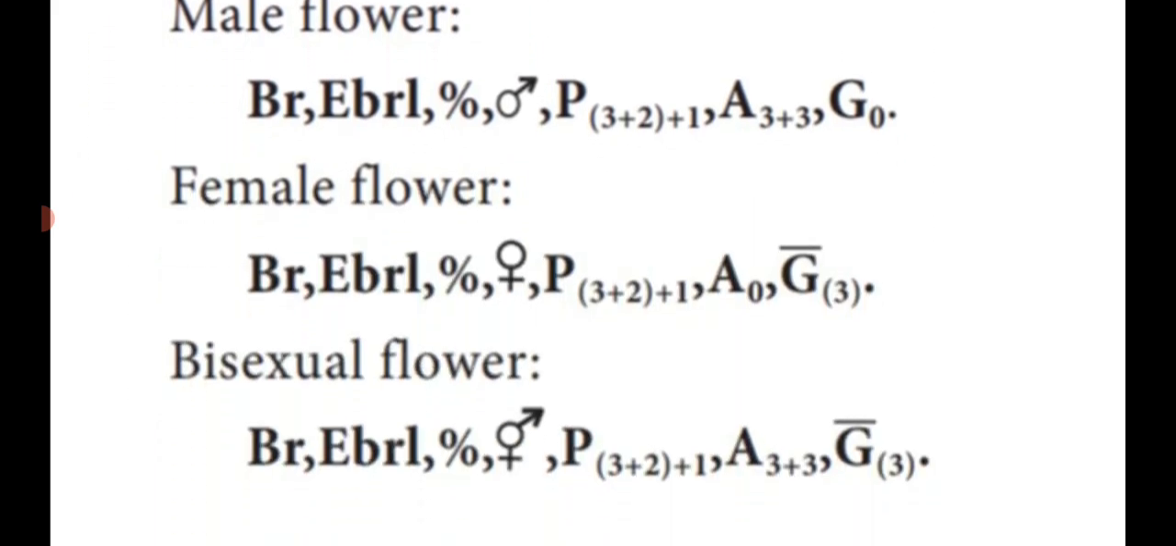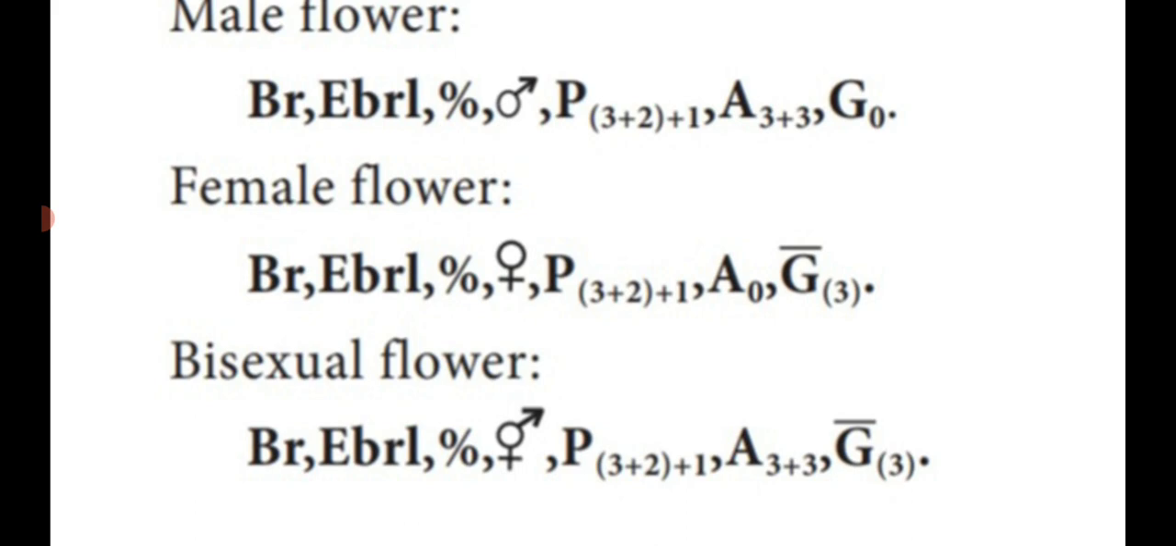Then female flower: bract present, bracteole absent, EBRL, zygomorphic, female flower. Perianth 3 plus 2 fused within the bracket, plus 1 free. Androecium is absent, 0. Gynoecium is 3 carpels, so 3 fused syncarpous. Within the bracket, inferior ovary, so we draw a line at the top.